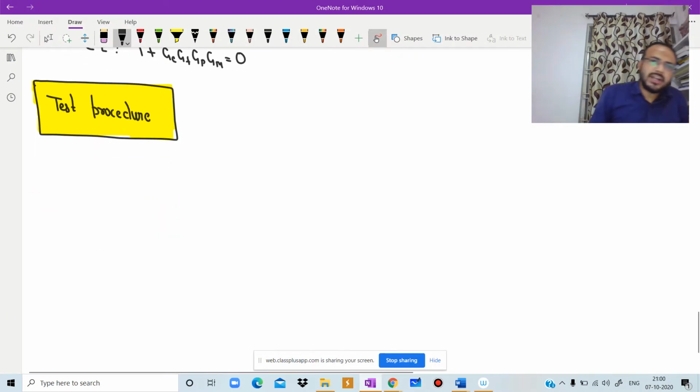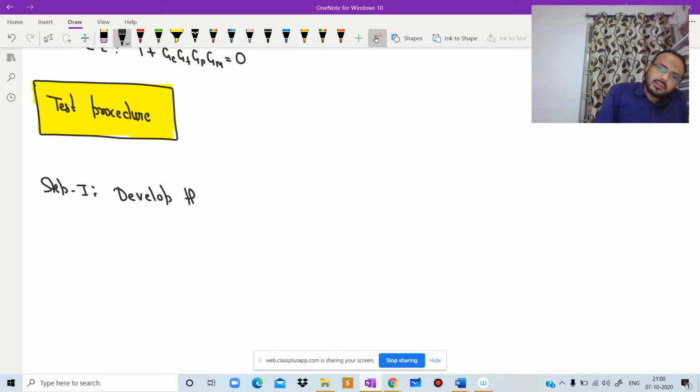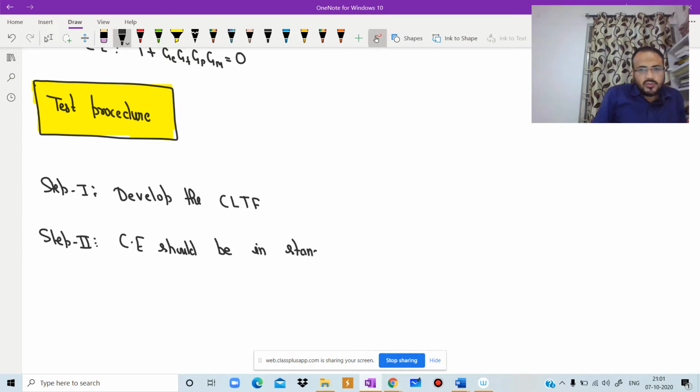Test procedure. Write down step first. Our first step is to develop the CLTF, the closed loop transfer function. Step second, convert it into a standard polynomial characteristic equation. The characteristic equation should be in standard polynomial form.